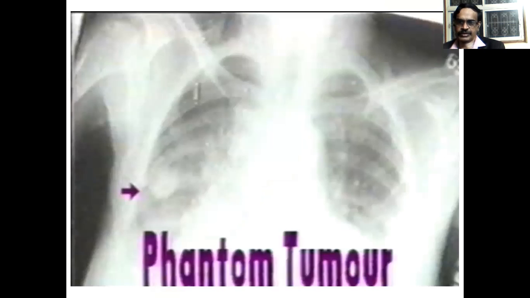This is phantom tumor. You can see in the right lung, in the lower lobe and the middle lobe, there is a white shadow. There is a fluid collection in the pleural cavity. That is the phantom tumor. That is usually seen in pulmonary edema. If you give diuretics for a week, it will disappear.